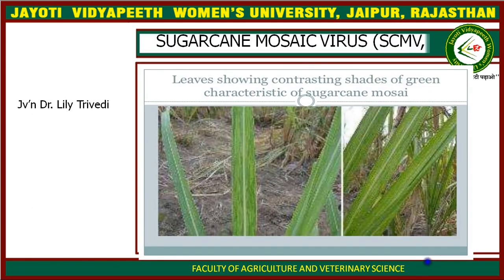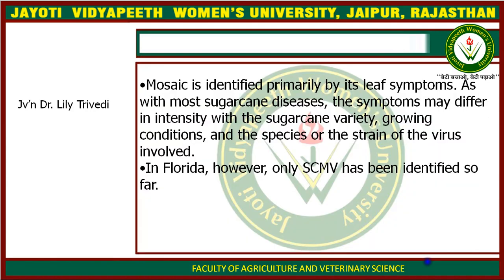Here, the sugarcane mosaic virus, SCMV, we can see the symptoms. The leaves are showing contrasting shades of green, characteristic of sugarcane mosaic. The mosaic is identified primarily by its leaf symptoms, as with most of the sugarcane diseases.